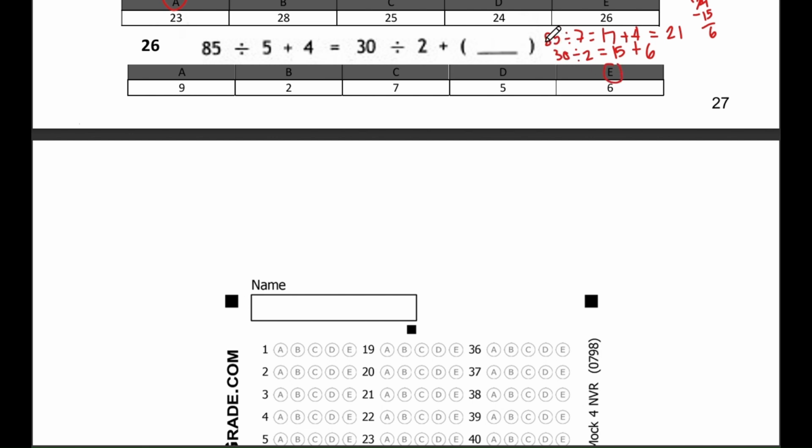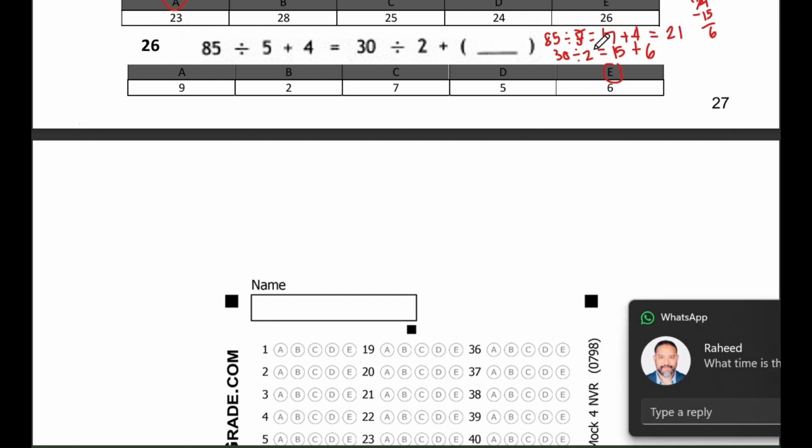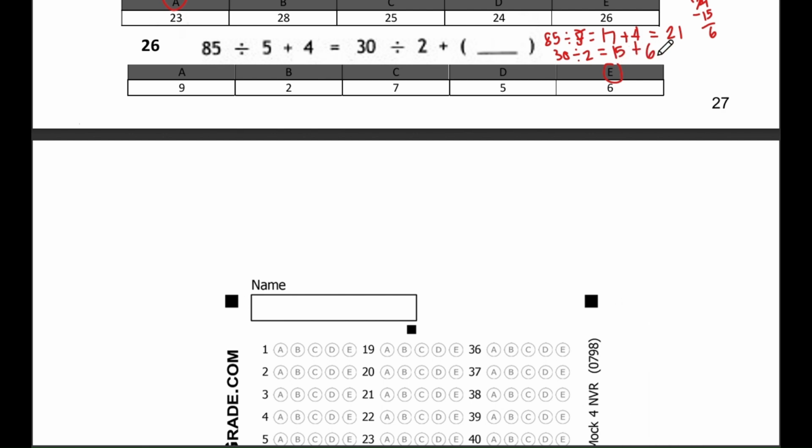Let's break it down. First, we divide 85 by 5, which equals 17. Then, we add 4 to 17, which gives us 21. On the other side of the equal sign, we divide 30 by 2, which equals 15. Now we need to figure out what we need to add to 15 to get 21, and that number is 6. So the missing number is 6. And that completes all the questions.